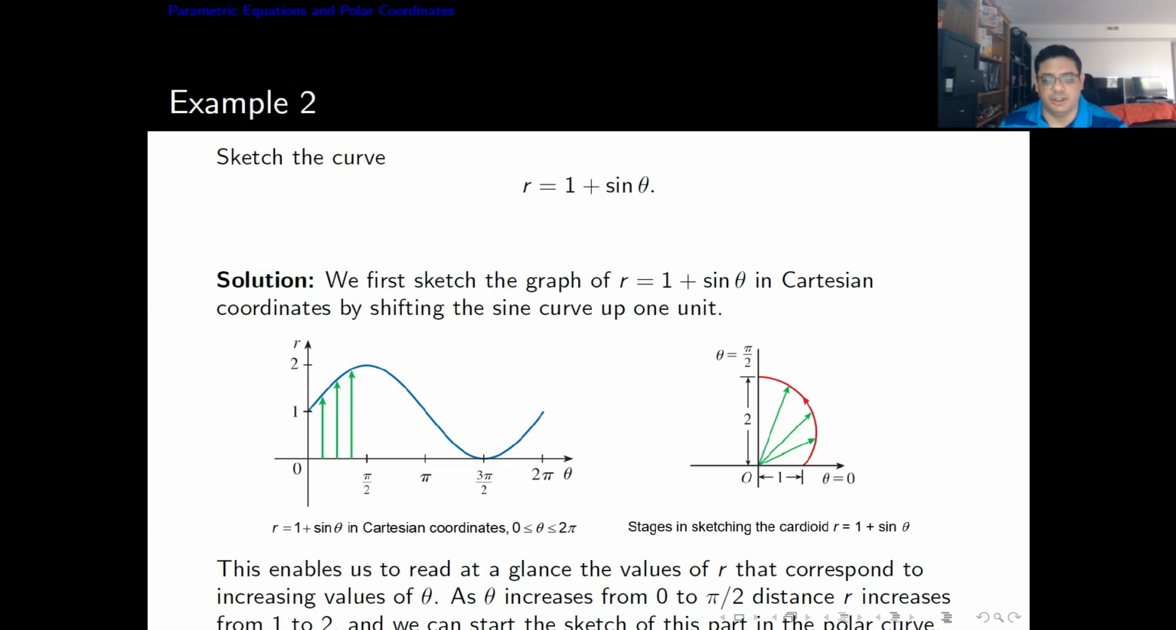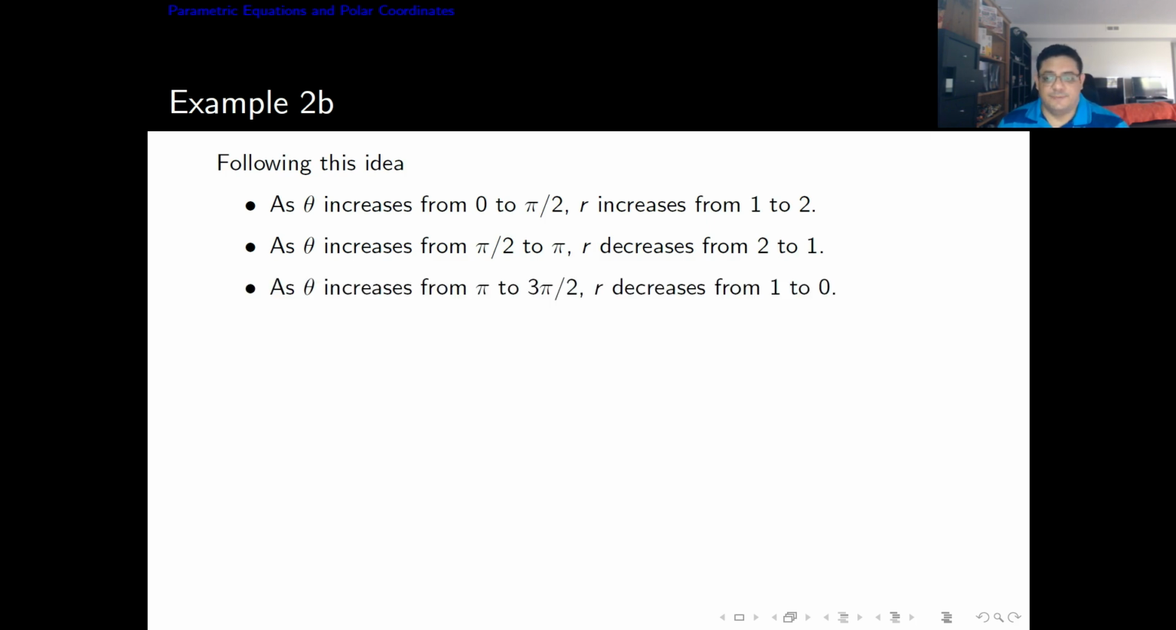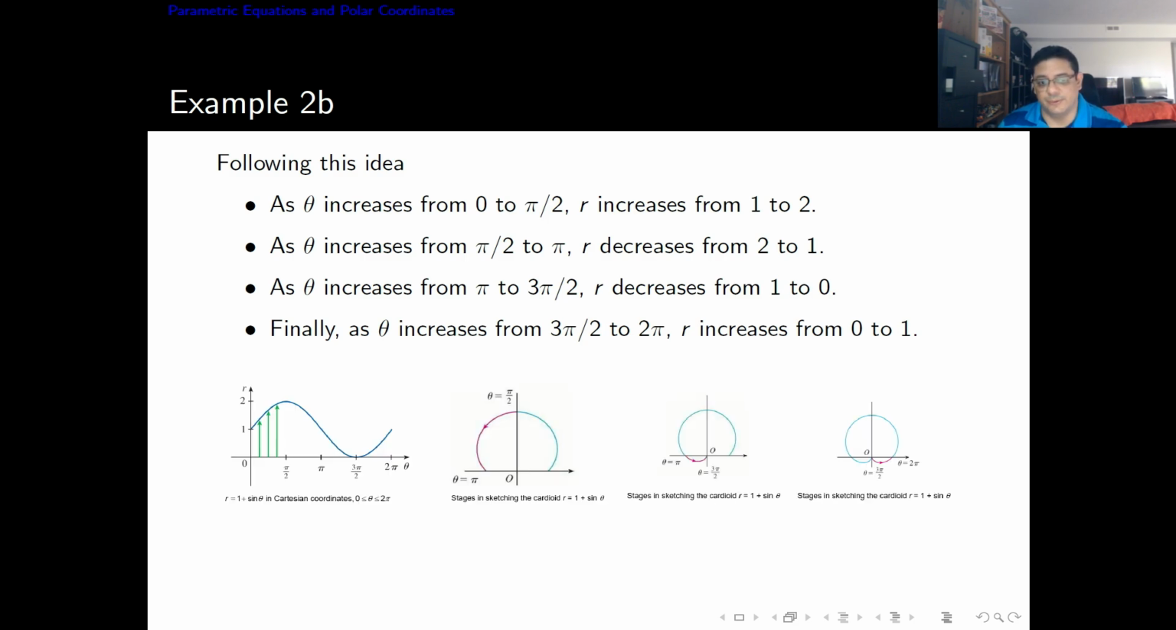Now, if we continue going from, let's say, pi half to pi, notice that again we're going to have a decreasing behavior from 2 to 1. If theta increases from pi to 3 pi half, then it decreases from 1 to 0. And finally, as theta increases from 3 pi half to 2 pi, it's going to increase from 0 to 1.